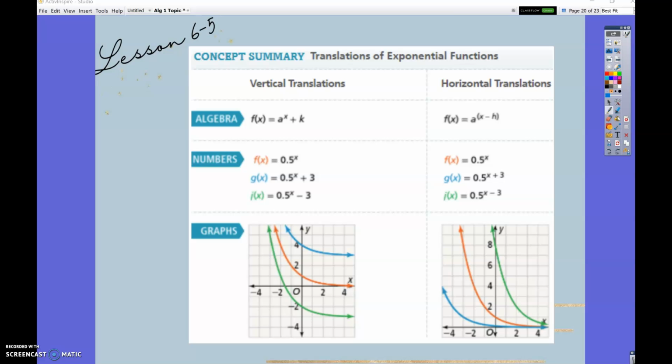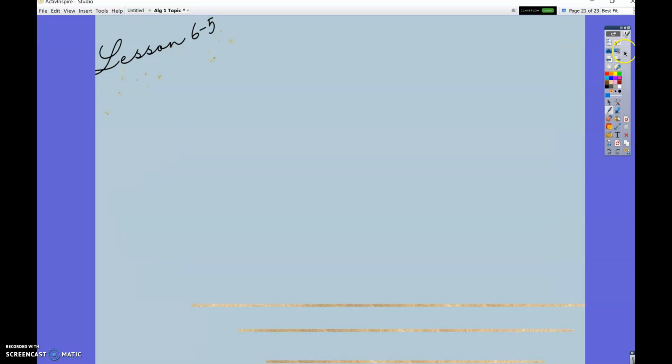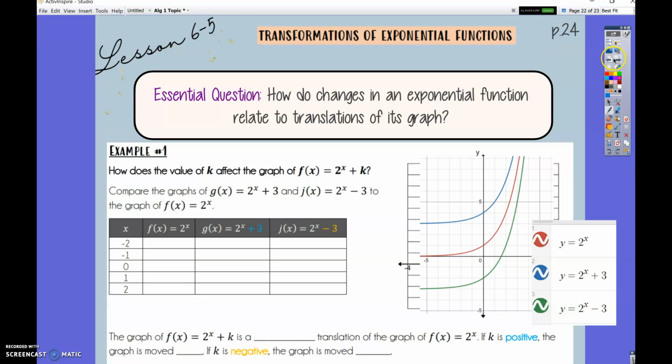In Lesson 6.5, we're going to close the topic by looking at translations of exponential functions. So we've learned that you can have exponential functions that increase, that is exponential growth, or ones that decrease. And now instead of just looking at the basic exponential function, we can apply some features that will translate or move the graph.